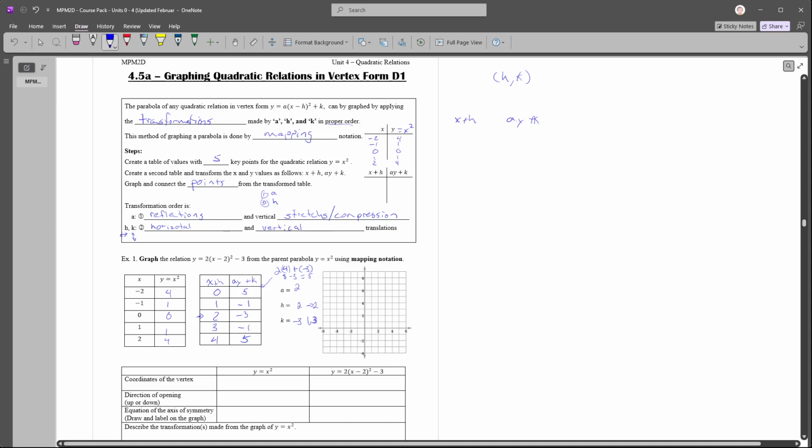So our job is to graph the relation. We don't need to graph the parent this time. We're just going to go right to it and graph the new one. So in this case, we have 0, 5 right up here. We have 1, negative 1 all the way down here. And then we have 2, negative 3. And then we have 3, negative 1. And 4, 5. Right up here. Now we've got to try and connect these dots without it looking terrible.